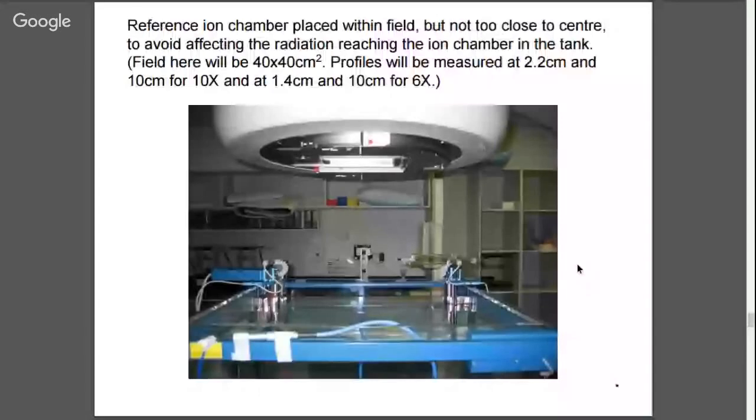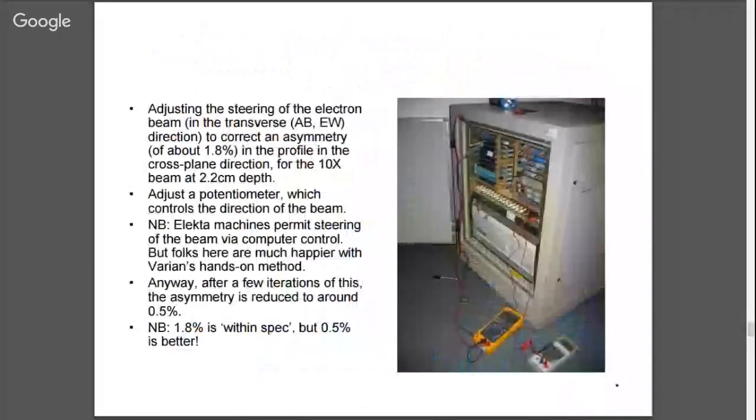So all we're doing is measuring the actual profile of the beam, either in the depth direction or in the horizontal direction. Okay, we can measure profiles at different depths. You can see there, I give an example of different energies. We might have to do some adjustment of the beam. You can see here, this is a Varian machine, so they use potentiometers there. Elekta machines, you can steer the beam and set it up.